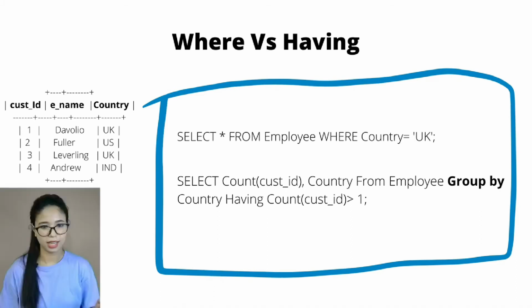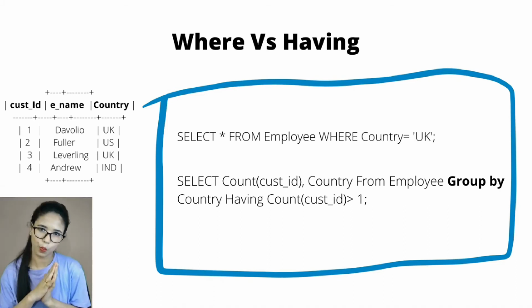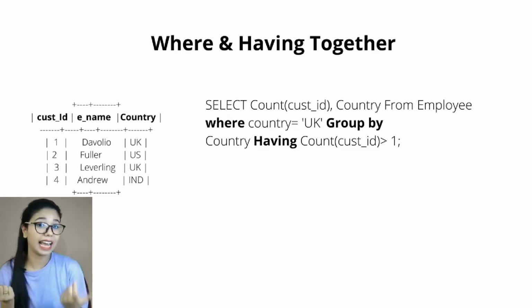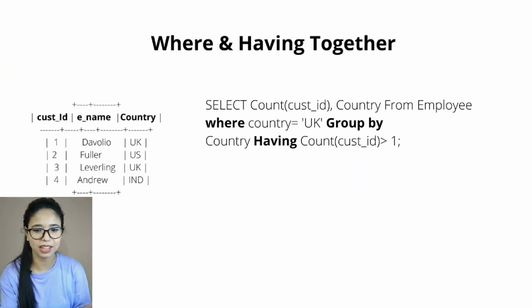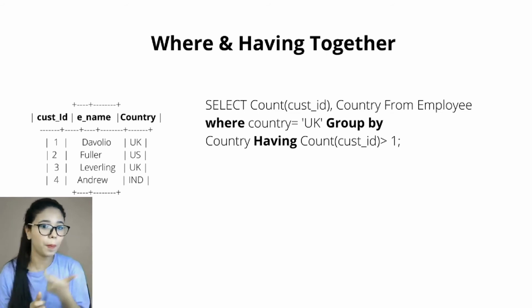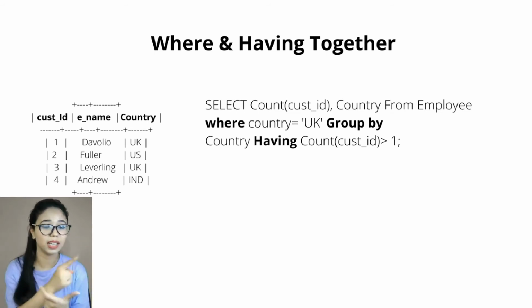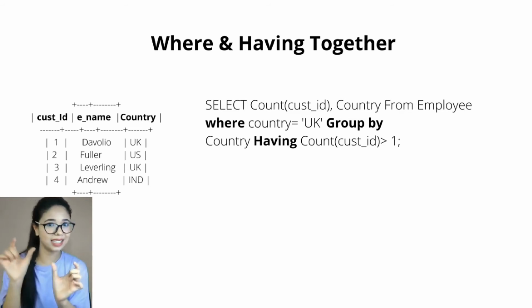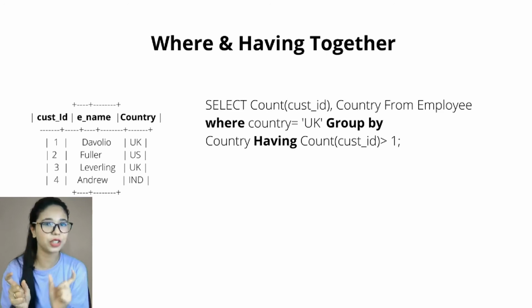Got it? Now I have a question. Can we use where and having in the same query? Yes, we can. As you can see on my screen in this example, I am fetching select count of customer ID, comma, country from employee where country is equal to UK. I want the result of only UK. Group by country, I told you, whenever you are using an aggregated function, comma, non-aggregated column, then it should come with group by. Having count of customer ID, since count is an aggregated function, so having should come.